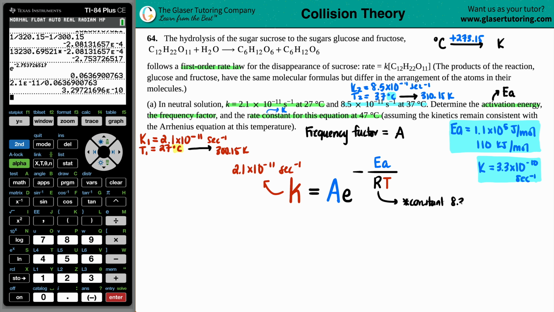It's the 8.314 joules per mole times Kelvin. So there's that Kelvin. In this case, the T value is going to be 300.15 Kelvin. And the EA, remember, for any reaction, the activation energy is going to be the same. Since the R value is in joules per mole, let's use the joule per mole EA value. So 1.1 times 10 to the 5th joules per mole.